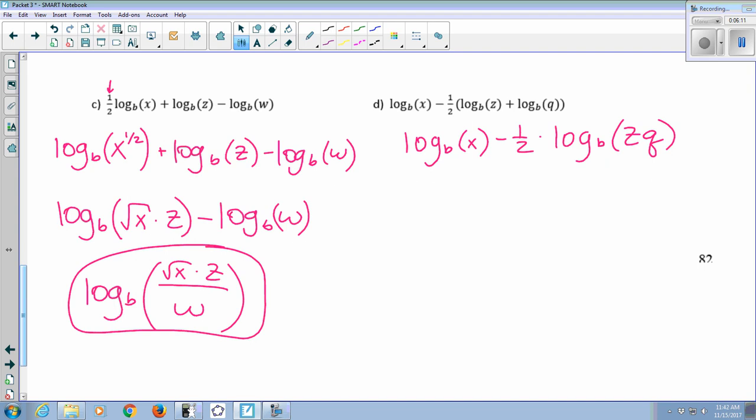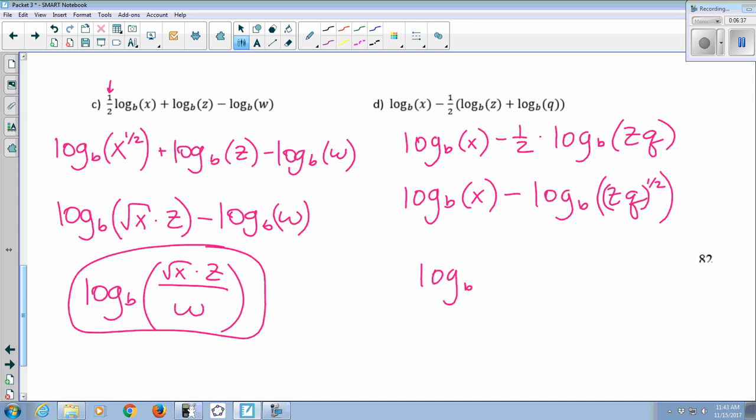Now I can pop my 1/2 up, so I have log base b of x minus log base b of z q to the 1/2. And then I'm going to combine those two logs as a quotient because they're being subtracted. Log base b of x over, and raising something to the 1/2 is the same thing as square rooting, so I'm going to write this as the square root of zq.